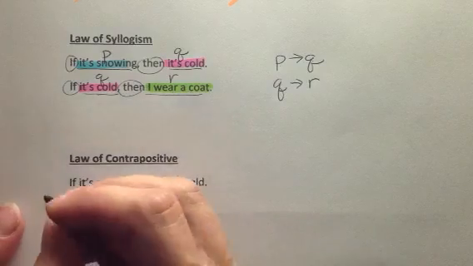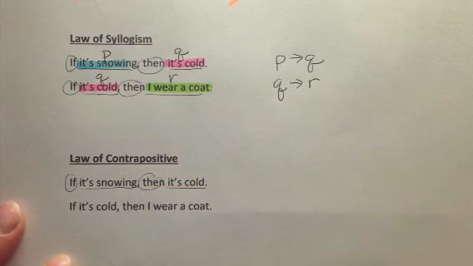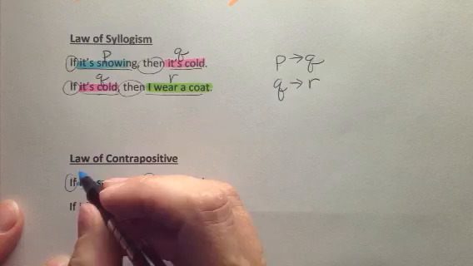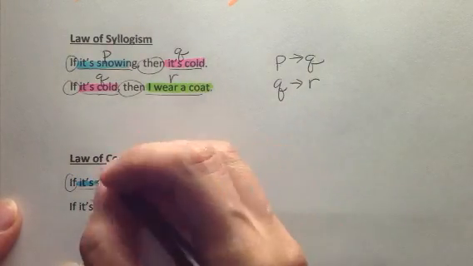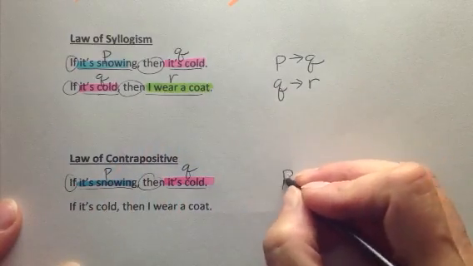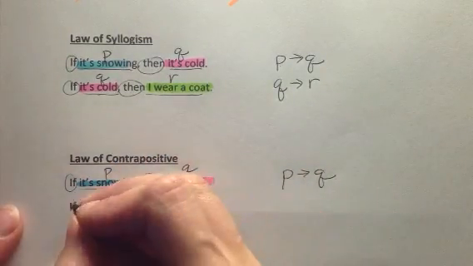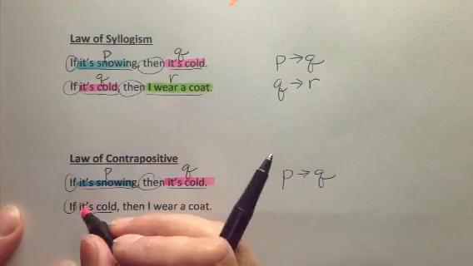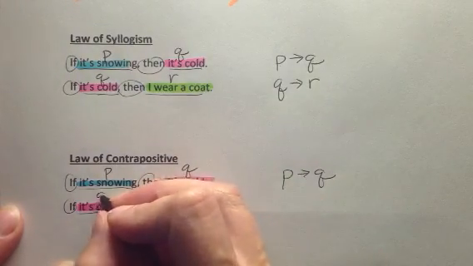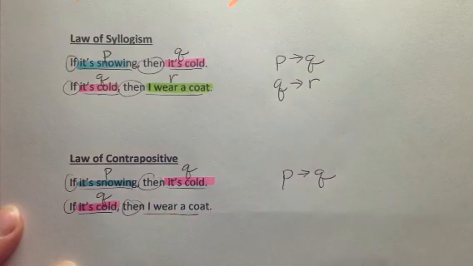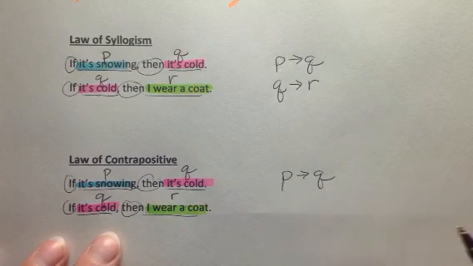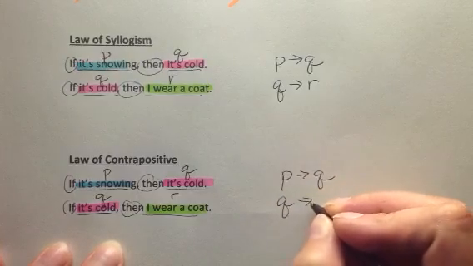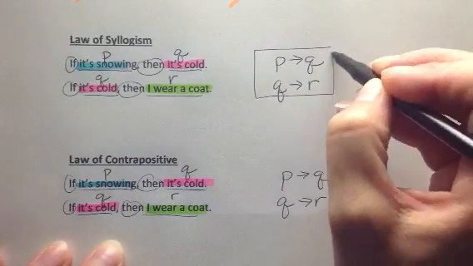Now, Law of Contrapositive has the exact same given information, so I just want to point that out. If it's snowing, then it's cold, so that's my P and Q. If it's snowing, then it's cold. And if it's cold, which was my Q, then I wear a coat, which is total new information. We're going to call that R. So again, notice this is exactly the same as this.